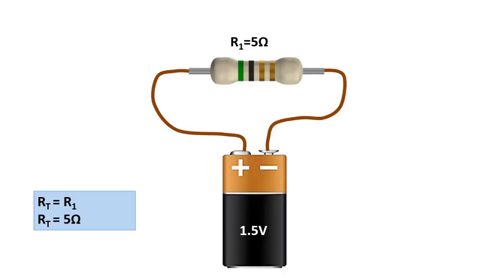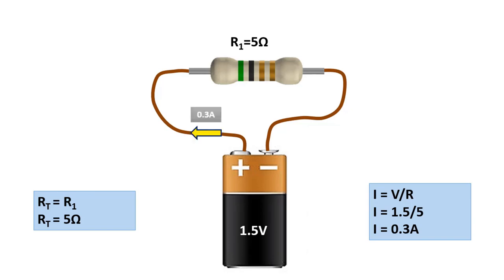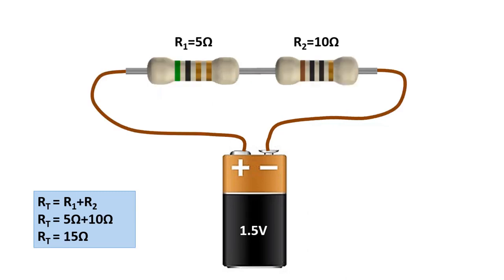We defined resistance as the difficulty shown against the current. So, the larger the resistance, the smaller the current will be. The current for this circuit will be 0.3 amps from the result of 1.5 volts divided by 5 ohms.